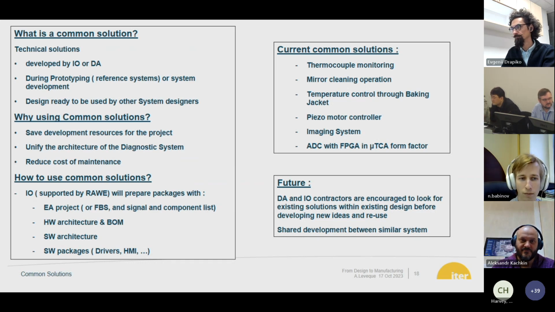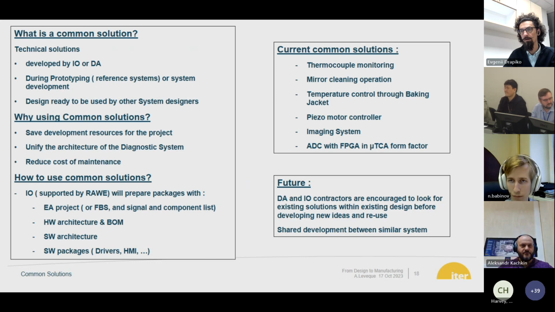So why using common solution? First, for you as a DA or as a contractor, it will save your development resources. So it's a big save for all the project. And also it has a good aspect, that it's a unified architecture of the diagnostic system. So if you are all following the same design for the solution, you will not have 10 different solutions to use and to maintain. So that's also to reduce the cost of maintenance.